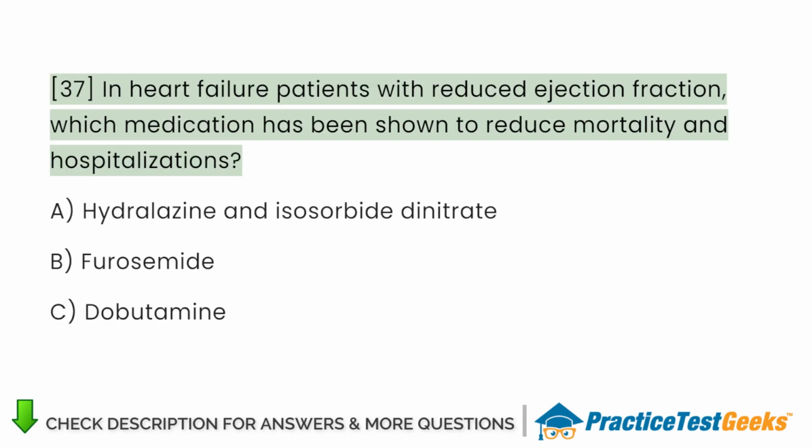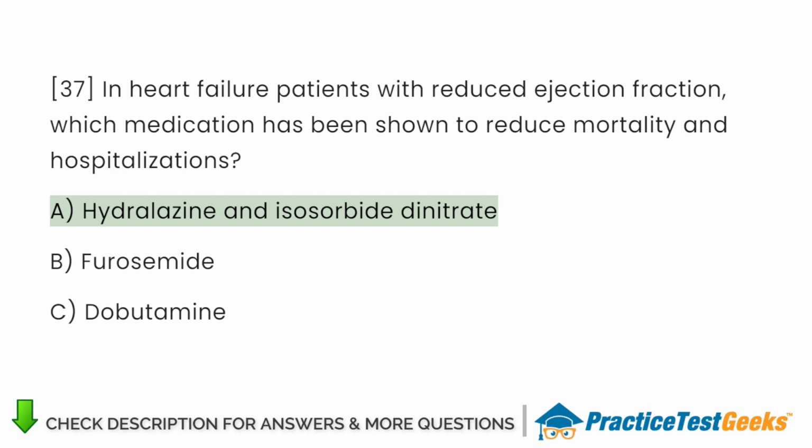In heart failure patients with reduced ejection fraction, which medication has been shown to reduce mortality and hospitalizations? A. Hydralazine and isosorbide dinitrate. B. Furosemide. C. Dobutamine.